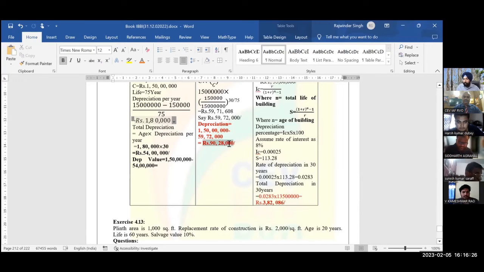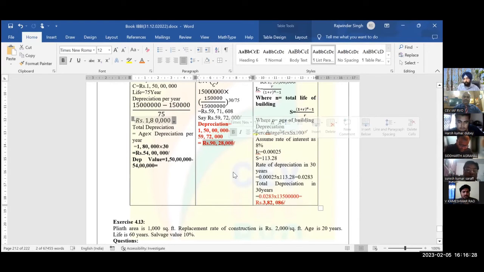And where is the depreciation maximum? WDV, or we can say the constant percentage. And again, if you apply the WDV method, meaning you assume some percentage, then there may be some difference also. So we will see an example with that.